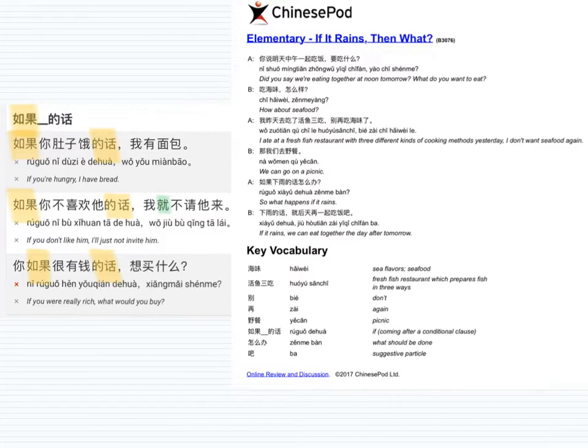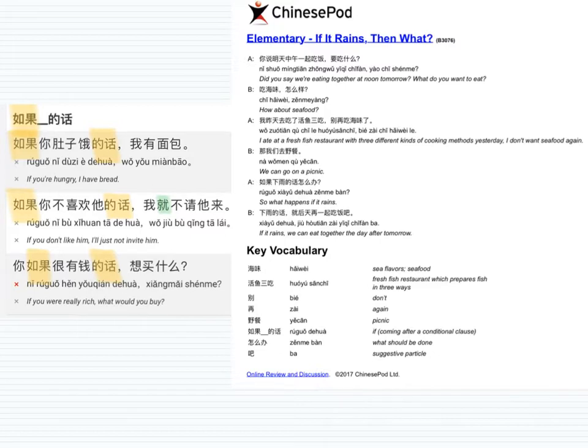Okay, and what you can see on this slide here is, on the left-hand side, all of this is taken from Chinese Pod. On the left-hand side, you can see some examples of 如果的话 sentences. What you'll notice is that only the second one has also got 就 in it. So you can have 如果的话 sentences without necessarily having 就. It's often implied that the second clause in the sentence will be a consequence or a result of the conditions set up in the first half of the sentence with 如果的话.